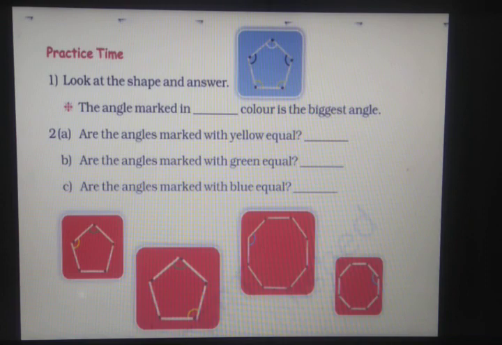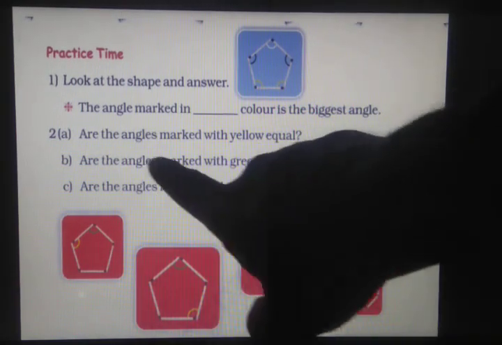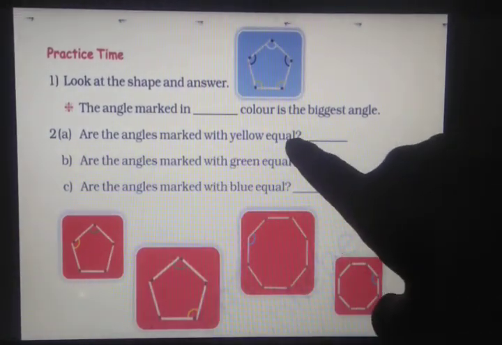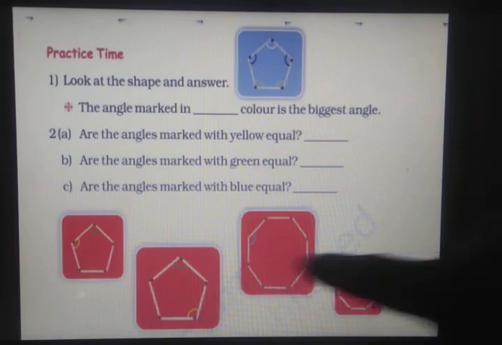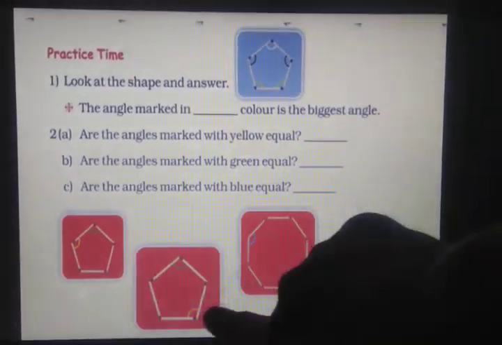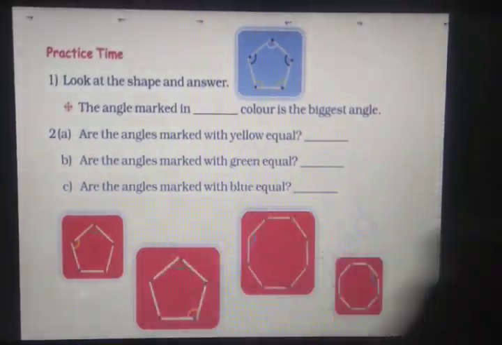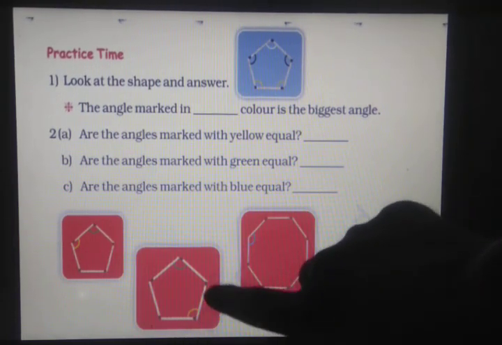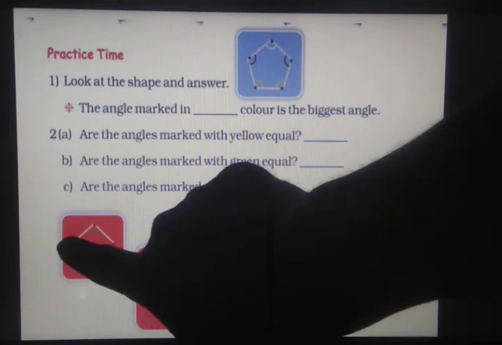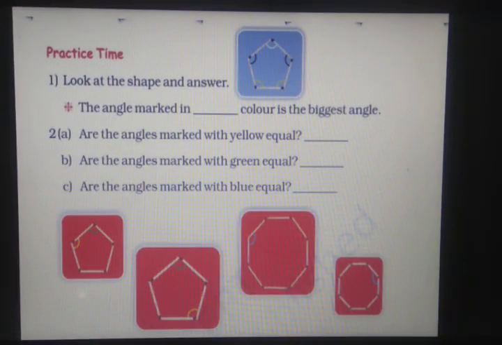Next question. Are the angles marked with yellow equal? Now here yellow marks are there. Are the yellow marks equal or not? In this figure we have to see. So we can see that this angle is smaller compared to this angle. So we can say they are not equal.